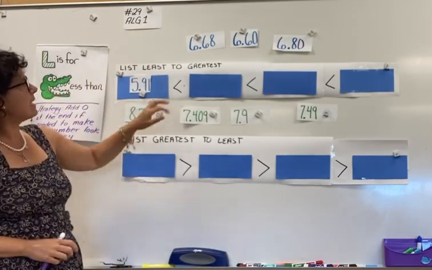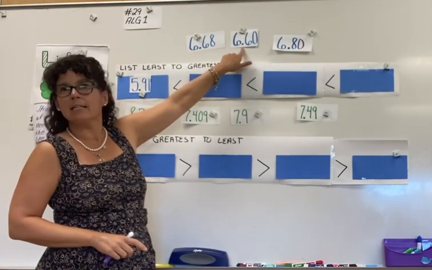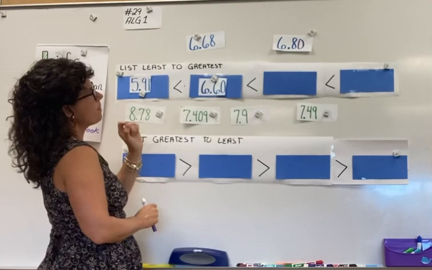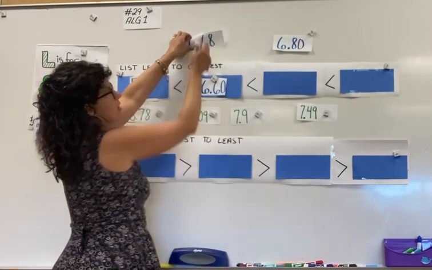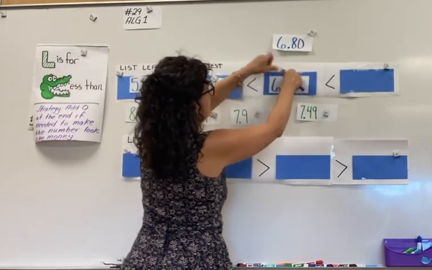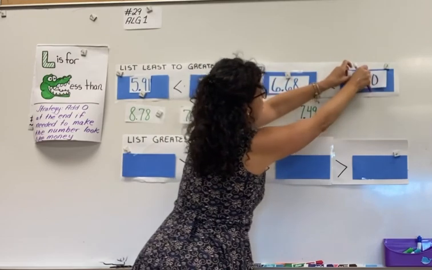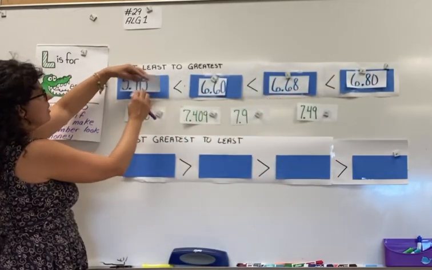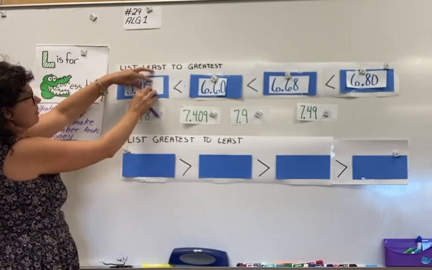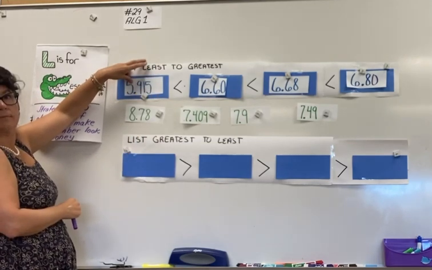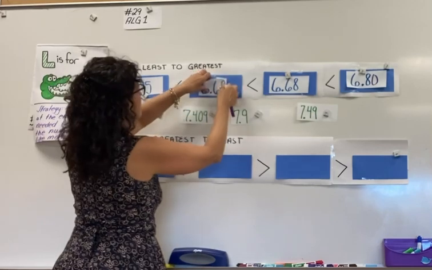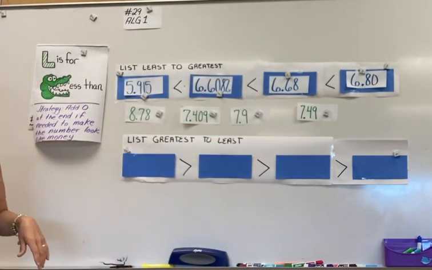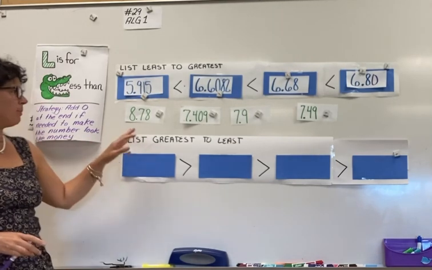Okay, next is $6.60. And then $6.68. And lastly, $8.80. Now when I actually have the numbers here, it'll be the whole thing. Okay, but I'm just ignoring some of the extra numbers. Okay, so one more example.